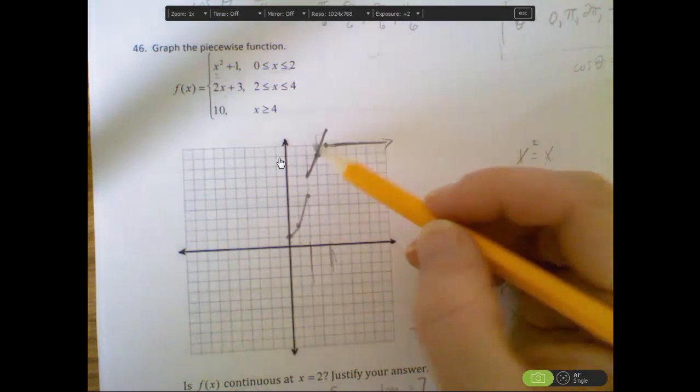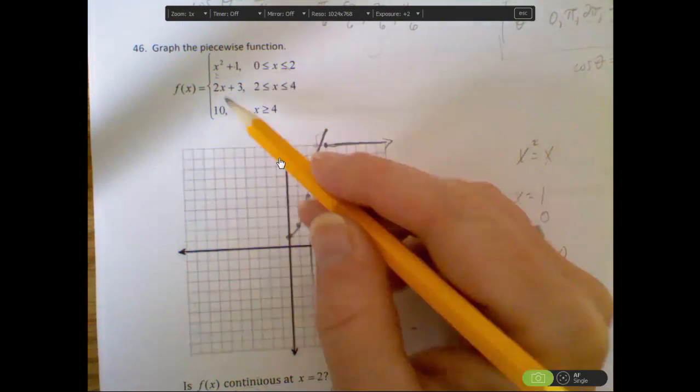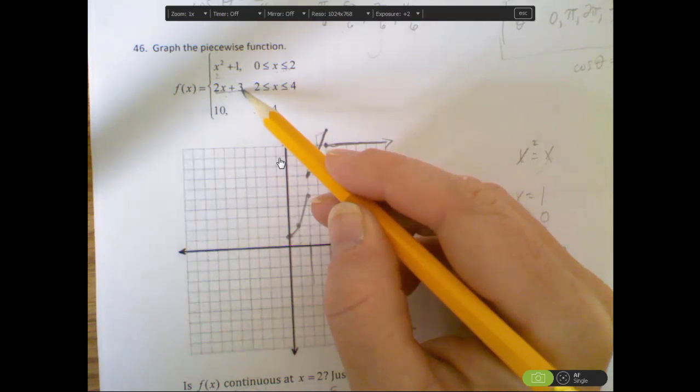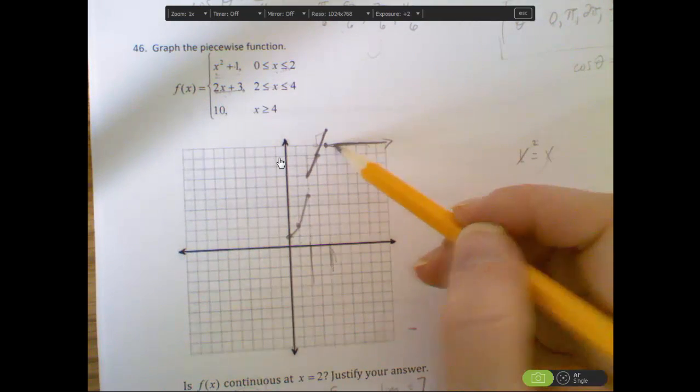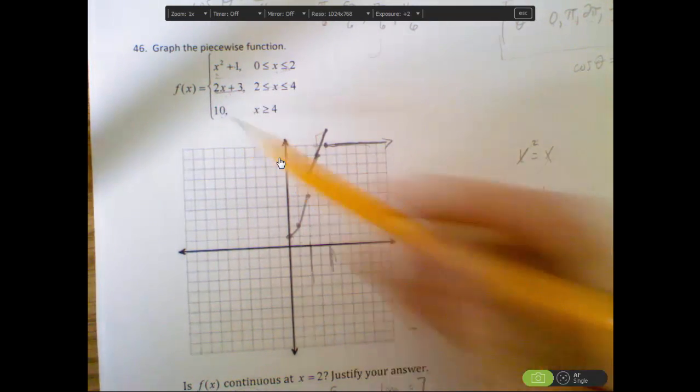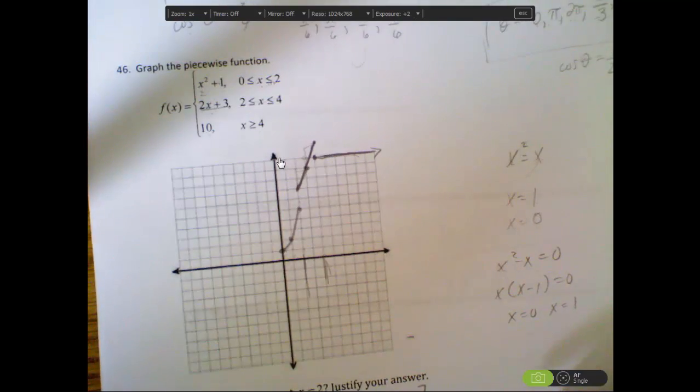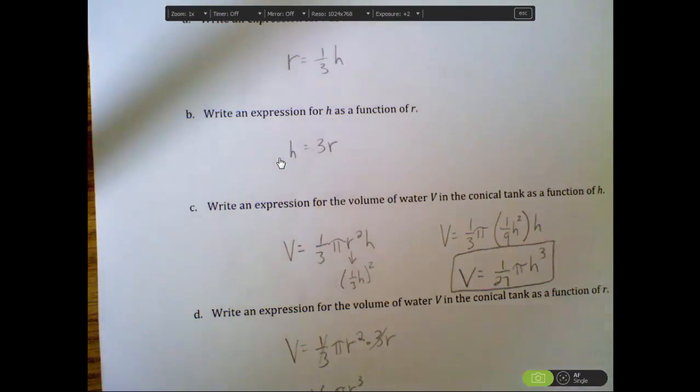Same thing with x equals 4. From the left means evaluate it here, and you get 11. From the right means evaluate it here, and you get 10. Those are not the same, therefore it is not continuous.